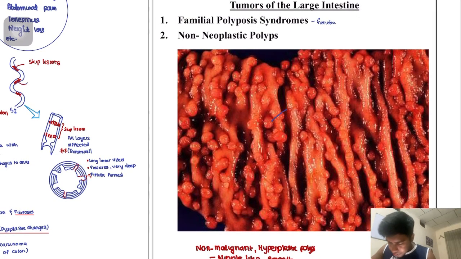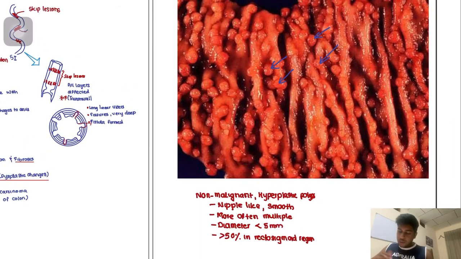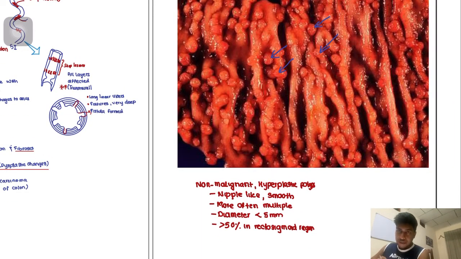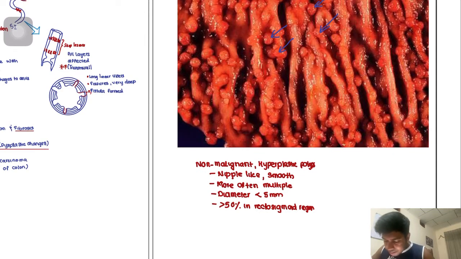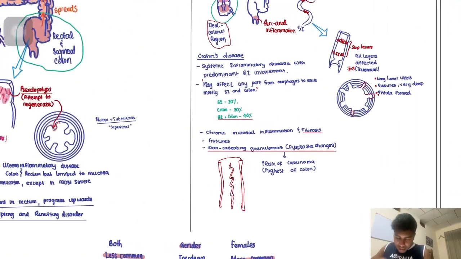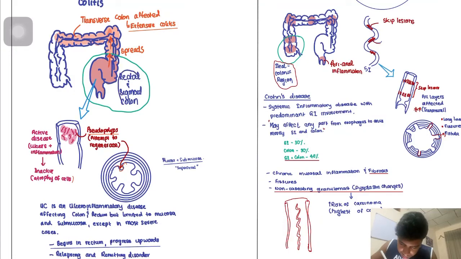These polyps are non-cancerous. You can't differentiate it just by looking at it. You need to do a biopsy. I have told you this before. So it's non-malignant, hyperplastic polyps, hyperplasia, nipple-like and smooth. You can see, and often it's multiple. So just remember this diagram, and it's more common in the rectosigmoid region, the final parts of this region.